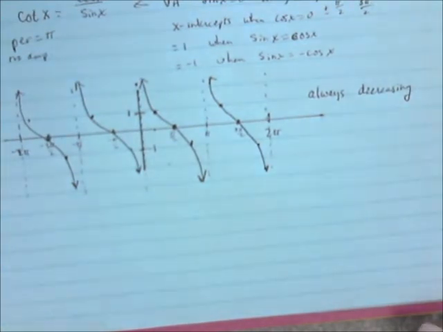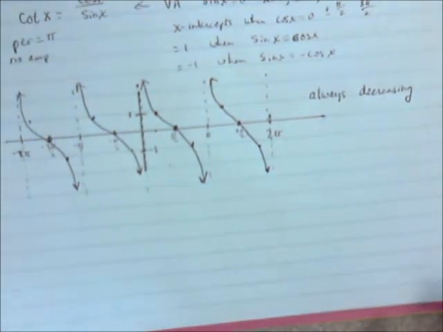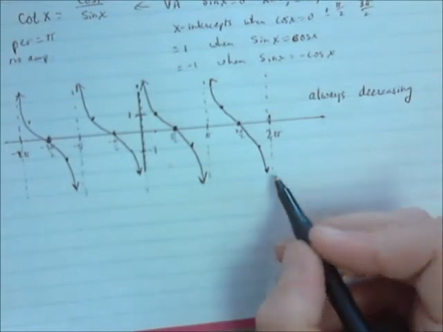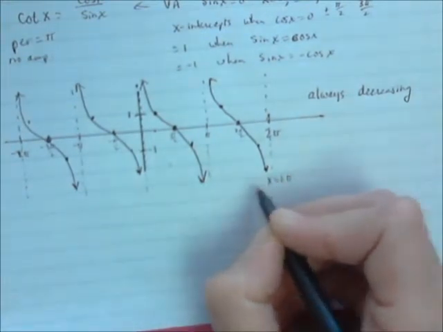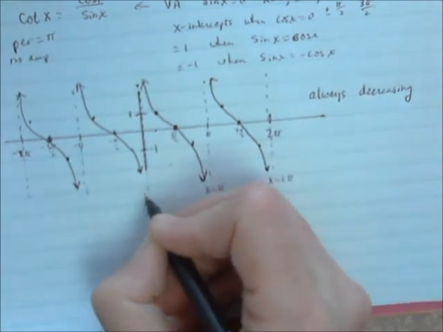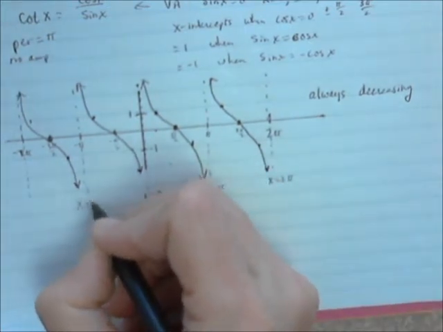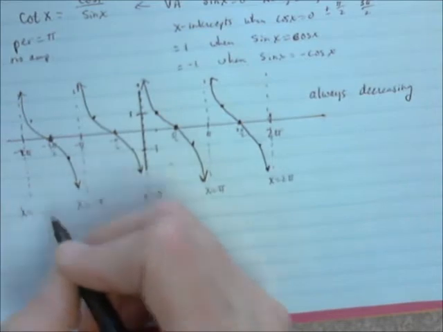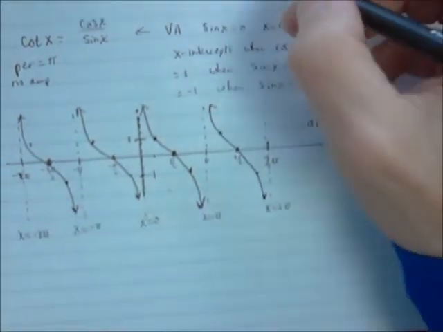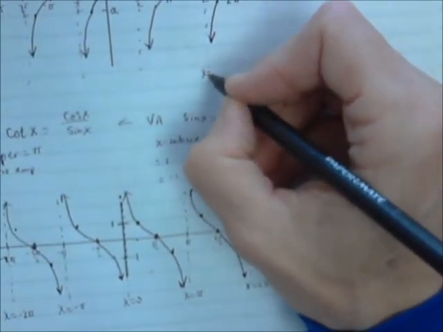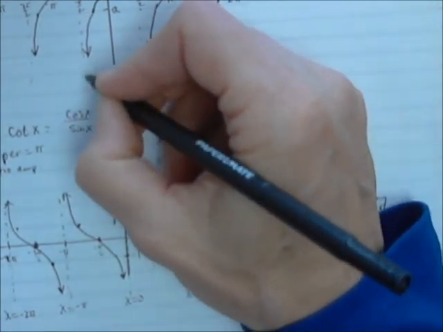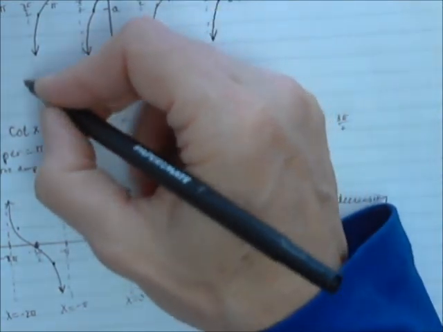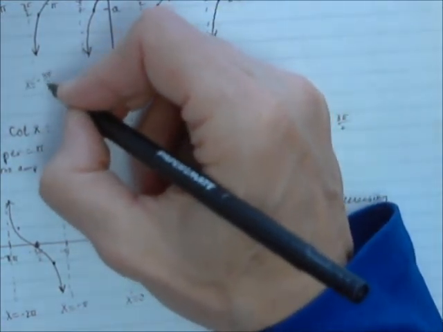So there's your cotangent function with all the VAs. And you could label them all too with their equations: x equals 2 pi, x equals pi, and x equals 0, and x equals negative pi. And we probably should do the same thing up here. X equals 3 pi over 2, pi over 2, negative pi over 2, negative 3 pi over 2. So we've got everything labeled.